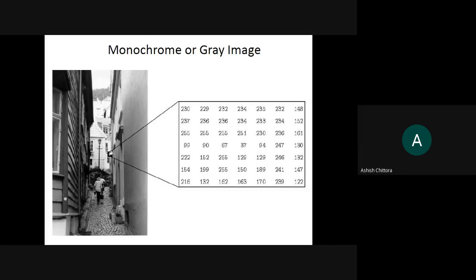You can see a part of the image here, zoomed in. These intensities are numbers ranging from 0 to 255. So 230, 229, these are all intensities which are representing a gray level.